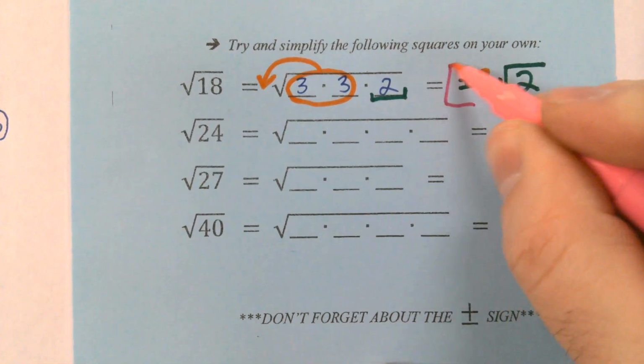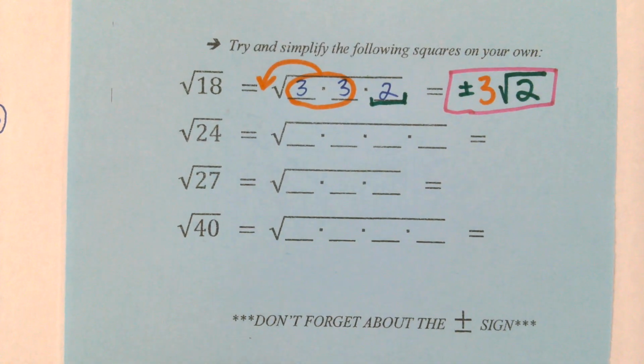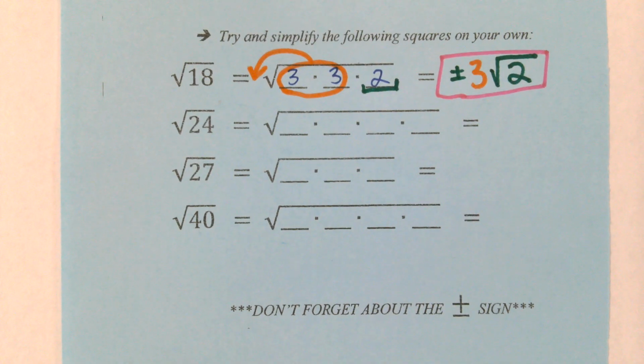And our answer is plus or minus 3 root 2 is how we would say that. You could say 3 times the square root of 2, but that's kind of a mouthful. I would just say 3 square root 2. So read it left to right. Plus or minus 3 square root 2.